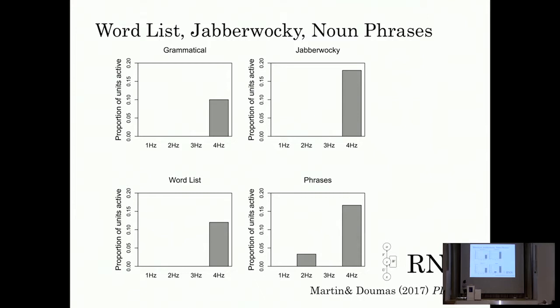These are the same conditions in the recurrent network, and we see the same thing. A modulation at 4 hertz, but again, the highest percentage is 15% of the units, or maybe 17%, in the hidden layer, and maybe something at 3% at 2 hertz, but it's not solving the problem in the same way.